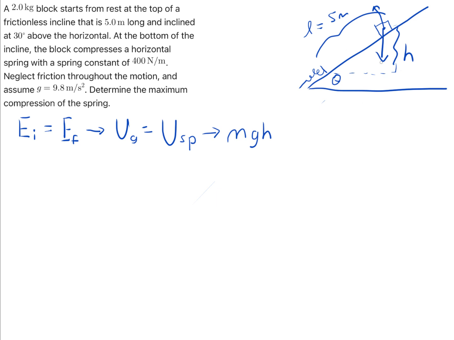Instead, we can use trigonometry to figure out what h is. So if this is the angle theta, then we have that the sine of theta is equal to the opposite over the hypotenuse. So from this, we have that the height is going to be equal to the length of the incline times the sine of the angle.